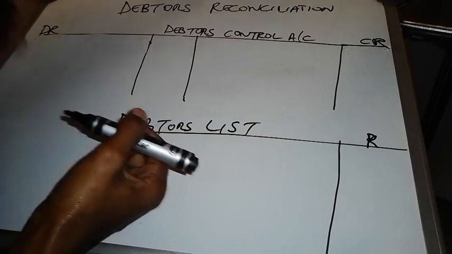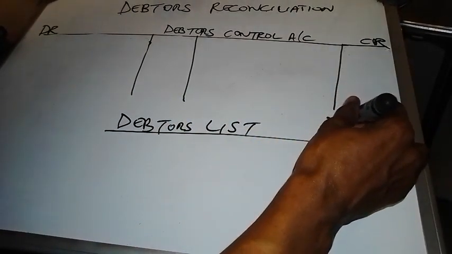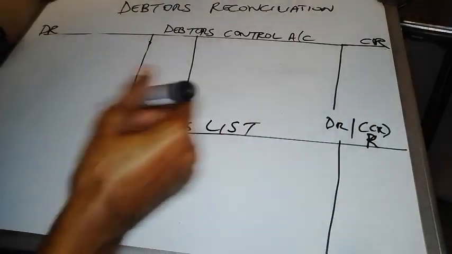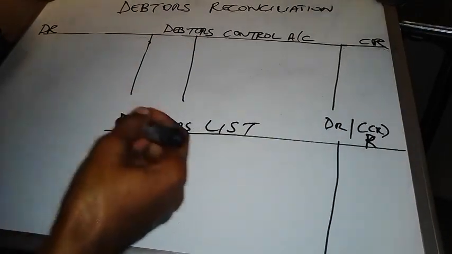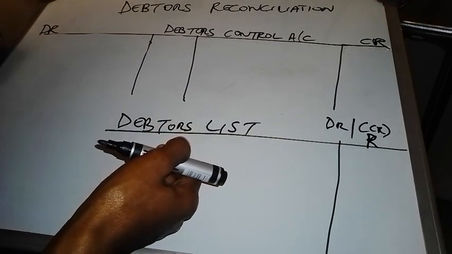Now, a debit will be positive and a credit will be in brackets, right? So this is how we are going to record it. Now let's look at the information given.